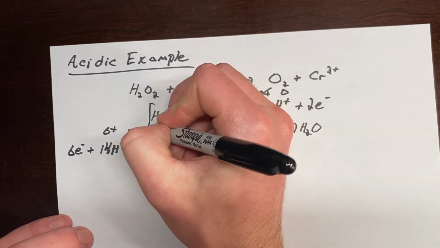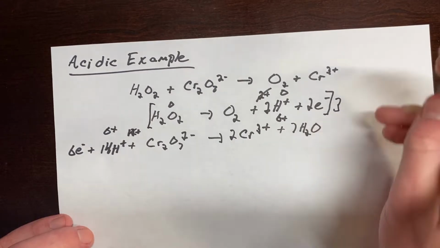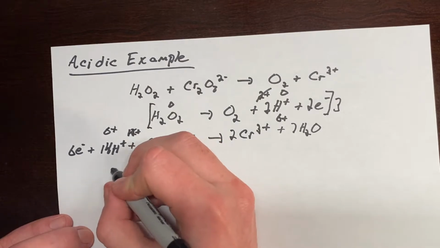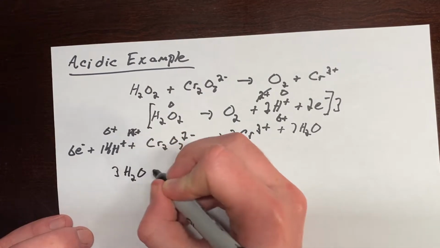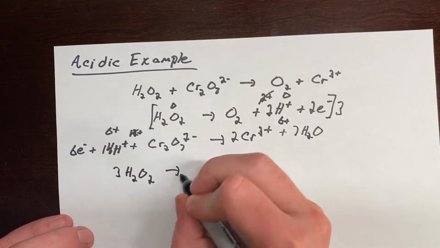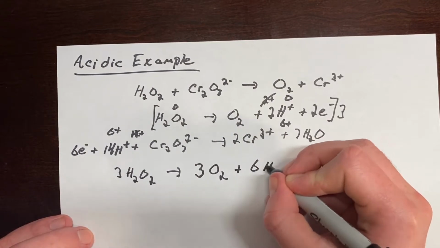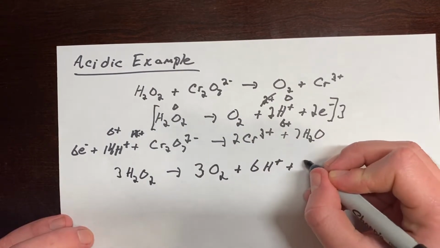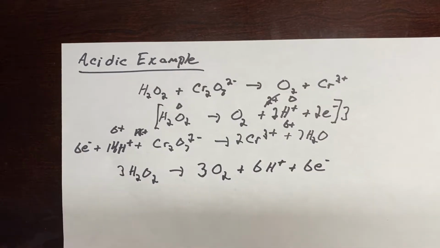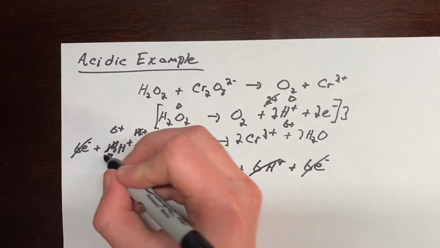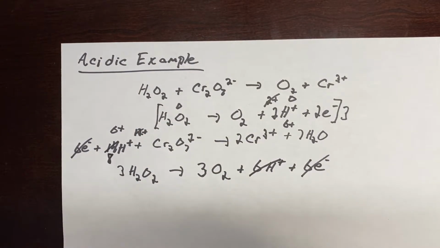So we're going to multiply this whole equation by 3 to have 6 electrons in both half equations. So we're going to rewrite 3 hydrogen peroxides to form 3 oxygens plus 6 hydrogens plus 6 electrons. And now we're just going to cancel the equations. So we have 6 over here, 6 over here. We will get rid of all of these, and this will turn into only 8 hydrogens. And I think that's about it.